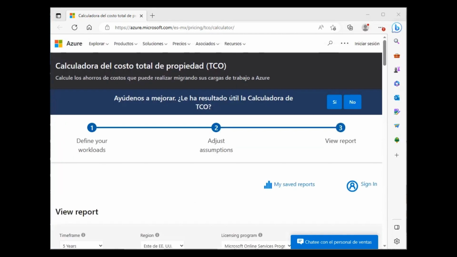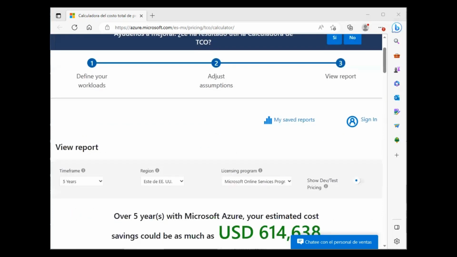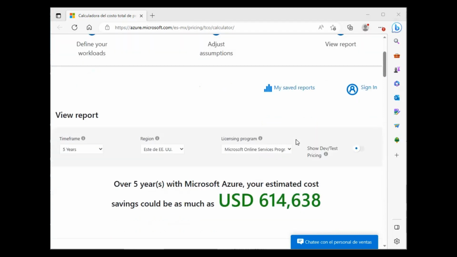With the report, take a moment to review the generated report. Remember, you were tasked to investigate cost savings for your European data center over the next 3 years. To make this adjustment, set the estimate timeframe to 3 years.